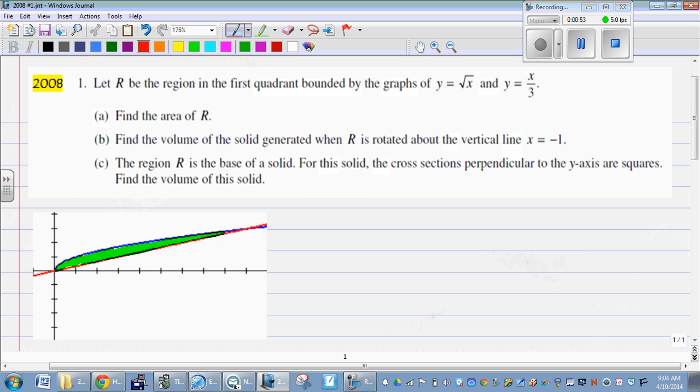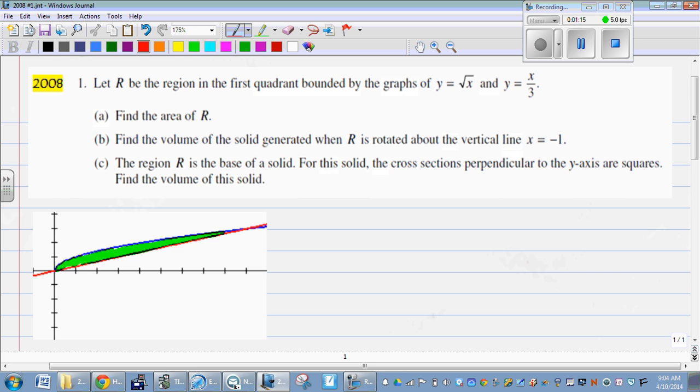Now with area, remember there's no pi involved. It's just going to be the top function minus the bottom function if it's a dx cut, or the right function minus the left function if it's a dy cut. So the question is, which cut works? Dx, dy, or both? Both could actually work here, right?